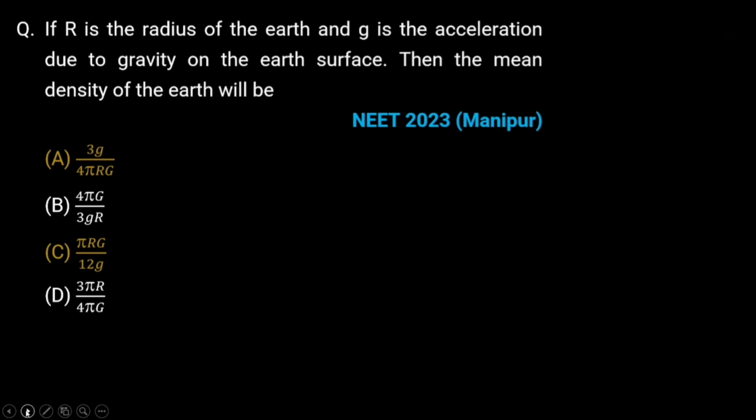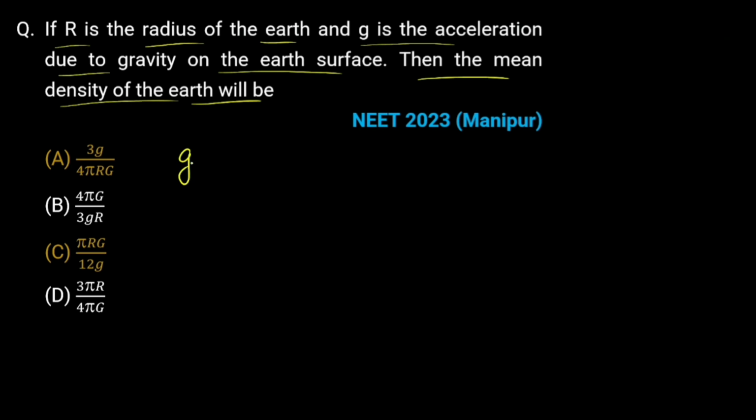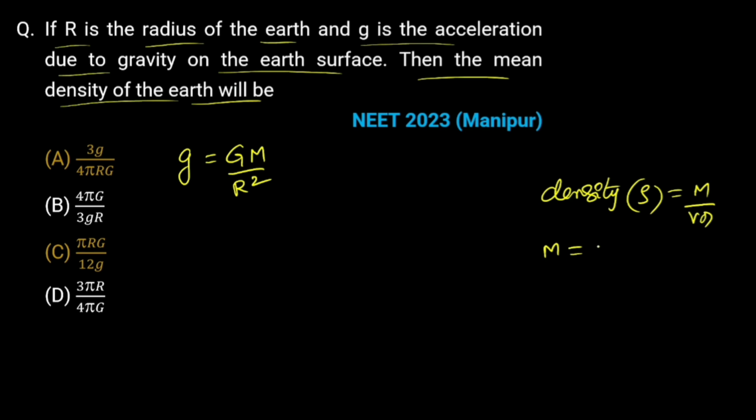Similarly, look at another important problem. Asking like this. If R is the radius of the Earth and g is the acceleration due to gravity on the Earth's surface, then the mean density of the Earth is, as you know, the acceleration due to gravity equal to GM by R square. But what is the density? Listen carefully. Here density rho equal to mass by volume. From this, mass of the Earth equal to density multiplied by volume. Volume of the sphere is 4 by 3 pi R cube.